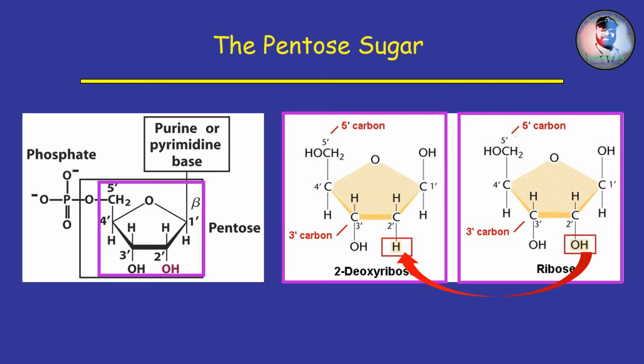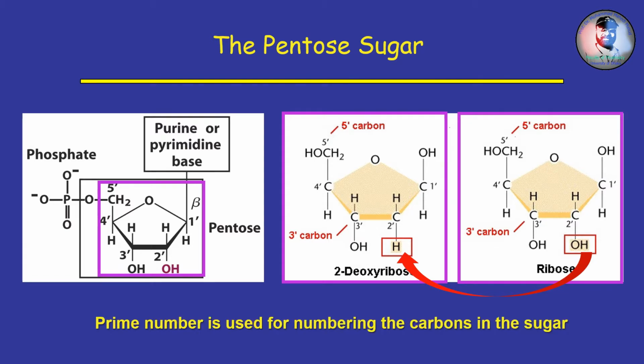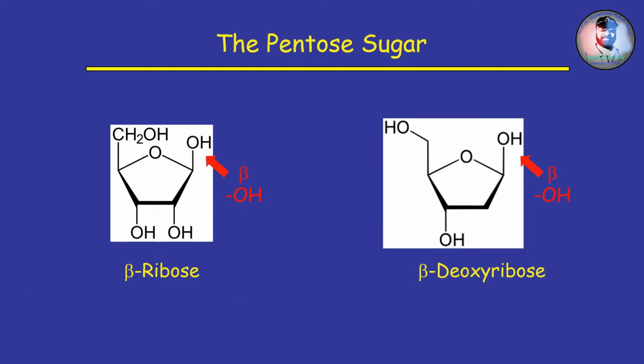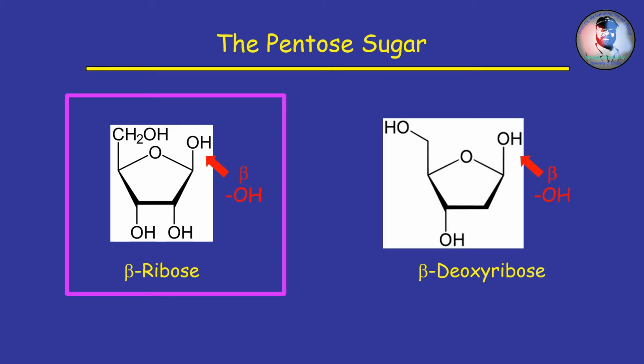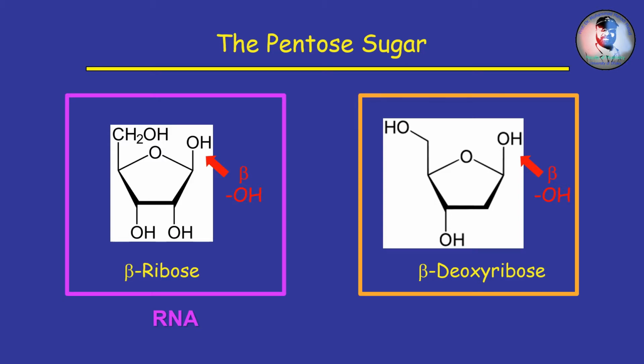For numbering the carbons in the sugar part of a nucleotide, prime is used to differentiate from the nitrogenous base, where whole numbers are used. The beta isomer of both sugars is present in the nucleotide. That is, beta ribose is present in the nucleotide of RNA and beta deoxyribose is present in the nucleotide of DNA.